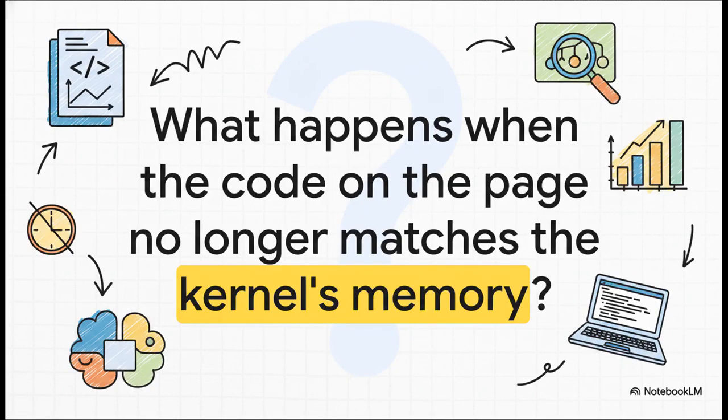So here's the problem. What happens when the code you see on the page doesn't match the state of the kernel's memory? Let's say in cell 2, you define a variable x equals 5. Then later, in cell 10, you change it to x equals 10. Then you go back up and run cell 3, which uses x. Which x does it use? The one from cell 10, of course. But someone reading your notebook from top to bottom would be completely confused. This is what we call hidden state, and it can be a nightmare.